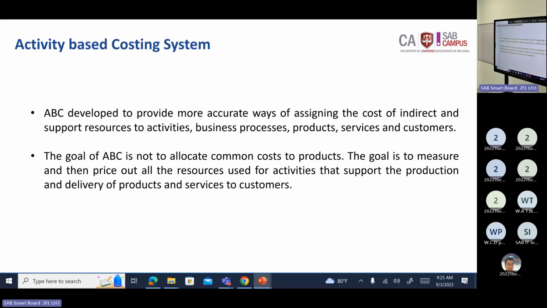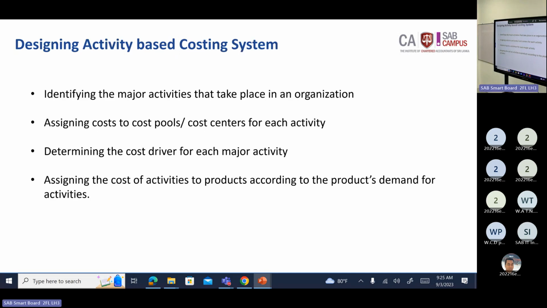So designing the activity-based costing system, identify major activities that take place in an organization. That is the first task. Like one of the activities, manufacturing. Even you can use non-manufacturing. The total cost allocation, total indirect cost, manufacturing and non-manufacturing.